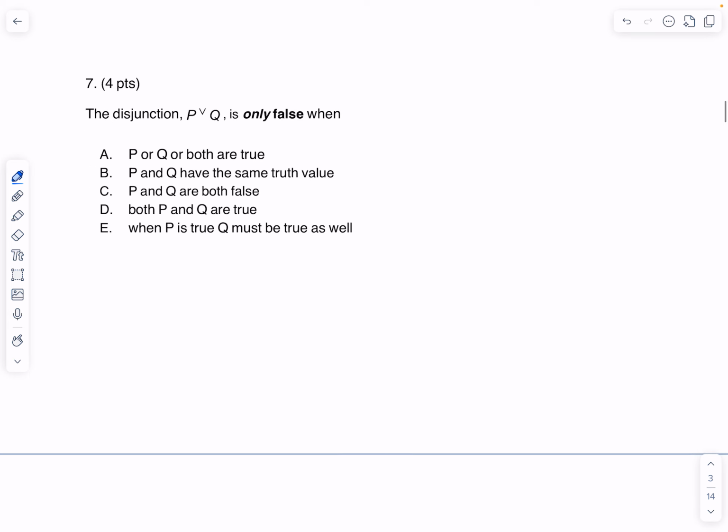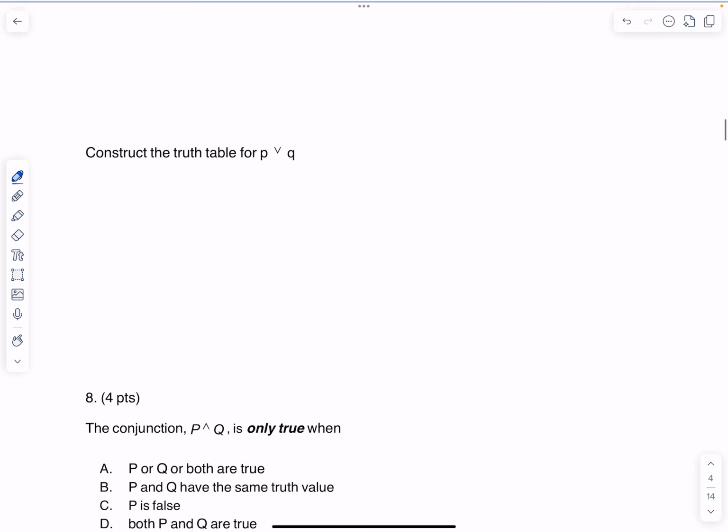7, the disjunction P or Q is only false when, okay, so if you look at a truth table, the only time the disjunction is false is when P is false and Q is false. That yields a false result. So both P and Q have to be false. So that's C.